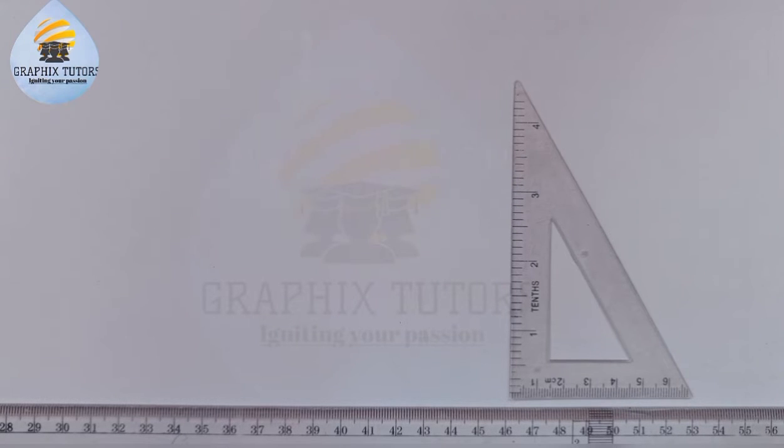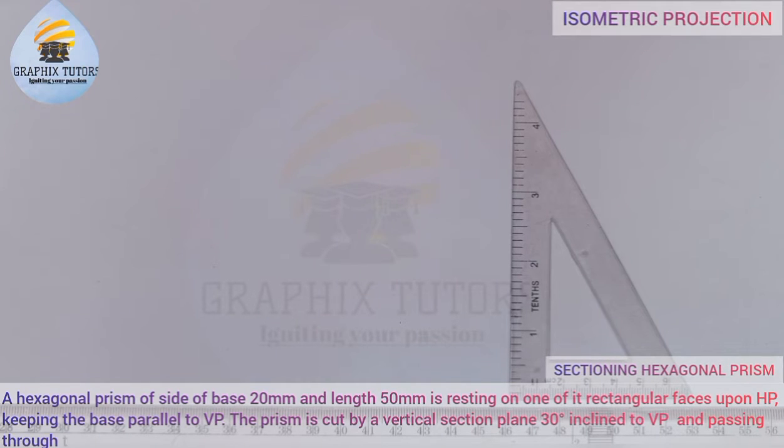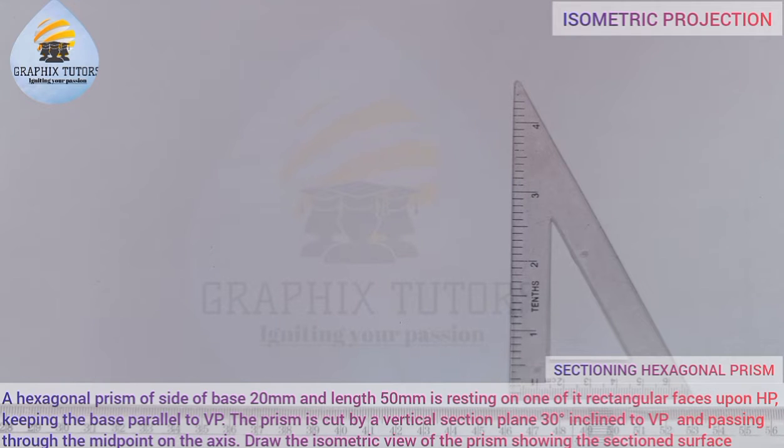It says, a hexagonal prism of side of base 20 millimeter and length 50 millimeter is resting on one of its rectangular faces upon HP, keeping the base parallel to VP. The prism is cut by a vertical section plane 30-degree inclined to VP and passing through the midpoint of the axis. Draw the isometric view of the prism showing the sectioned surface.